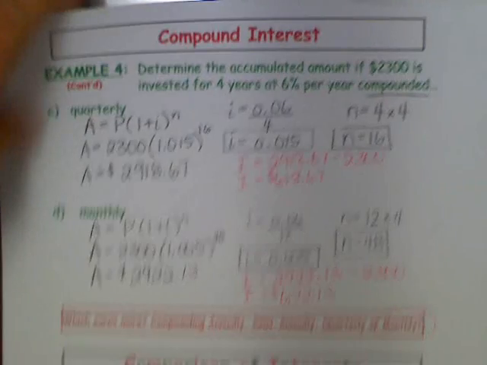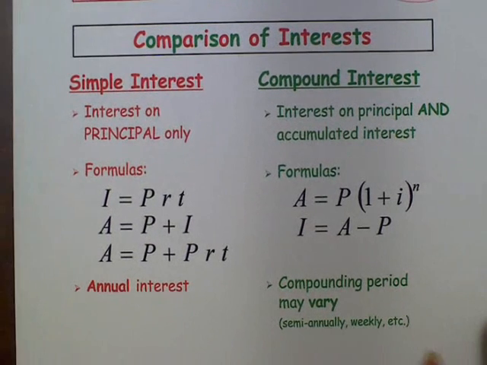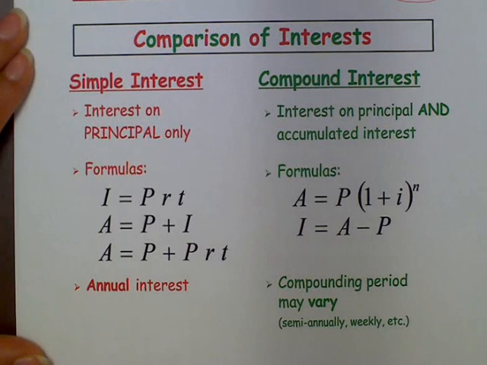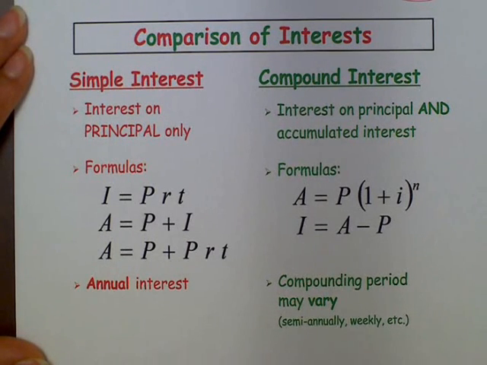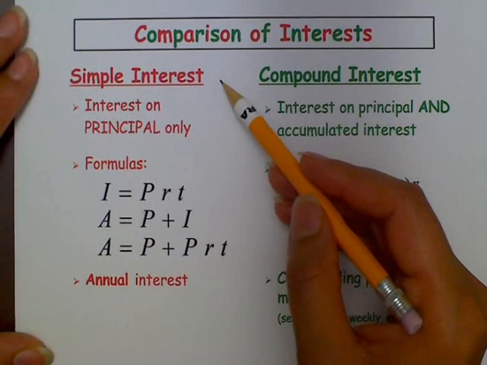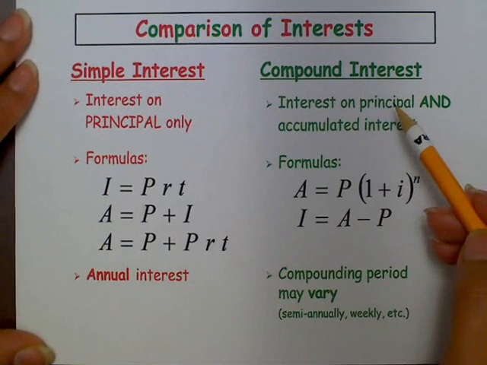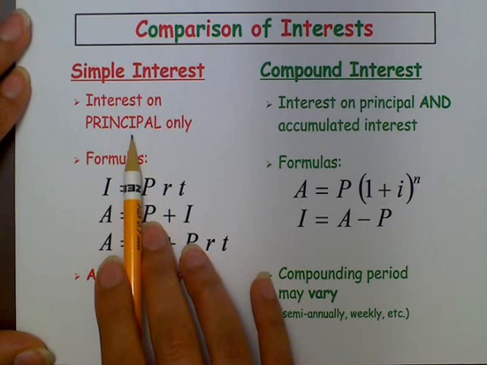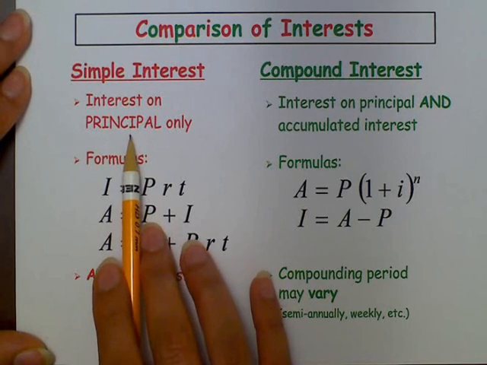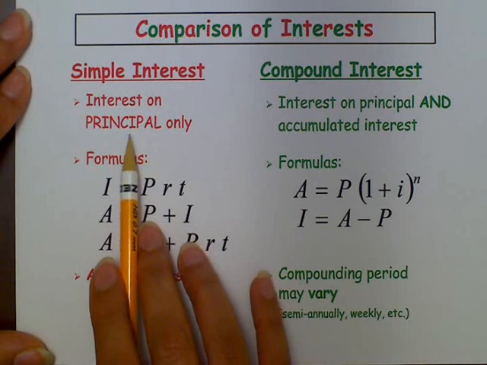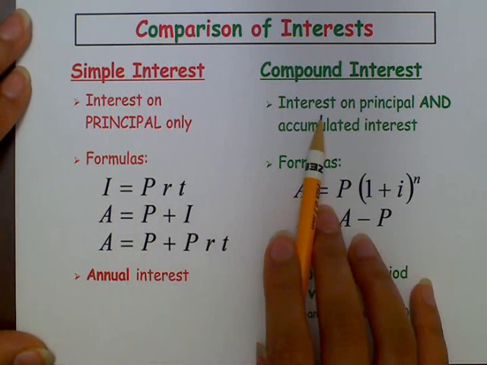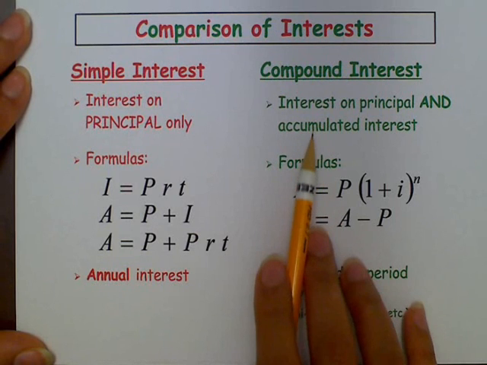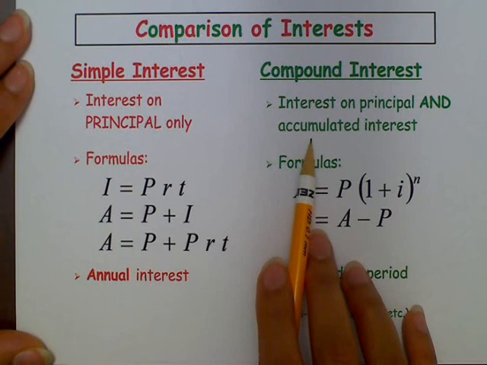Now if we compare the kinds of interest you might get, simple interest versus compound interest, just a quick comparison. You looked at simple interest in lesson 1, and we looked at compound interest in lesson 2. Simple interest is great, but you don't earn very much over time because the only interest you earn is on the principal amount. In compound interest, you earn interest on the principal amount and on the accumulated interest over time as well. So this is more of an exponential growth. You earn more money over time.